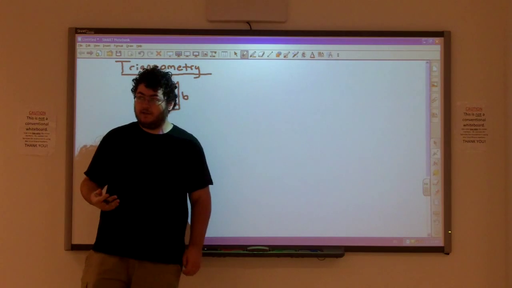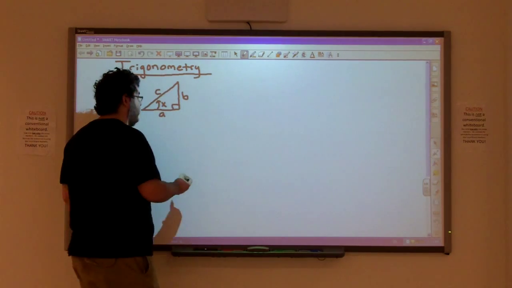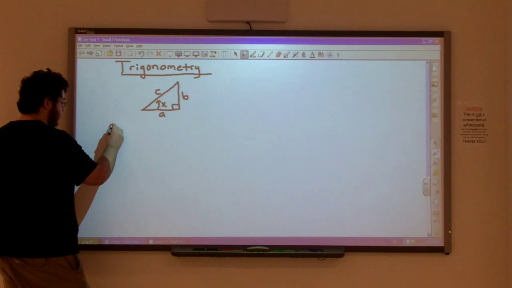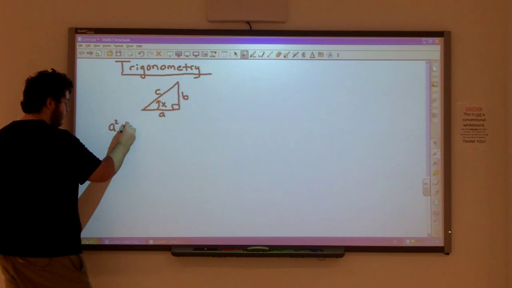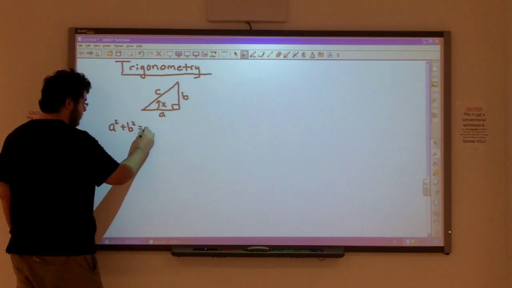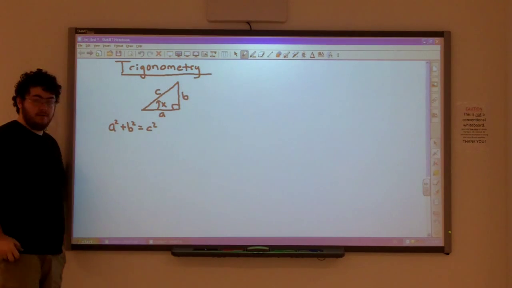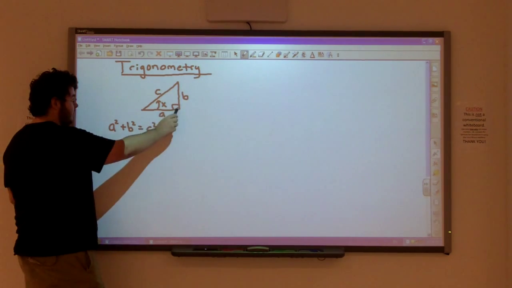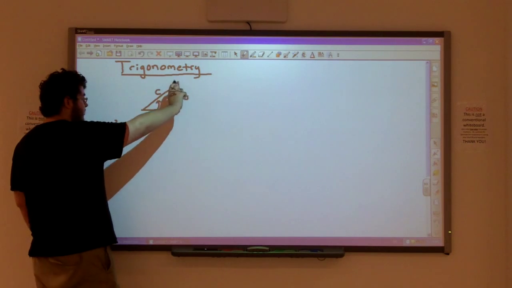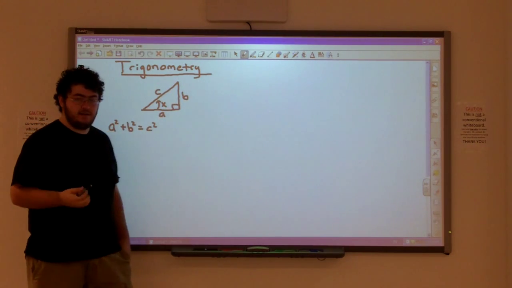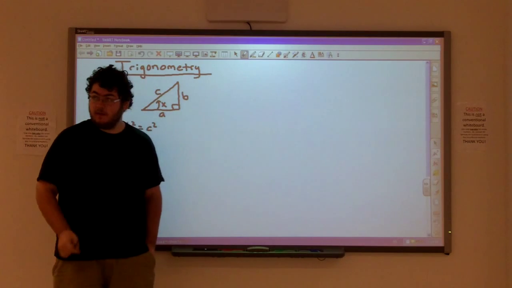Now, there's one familiar relation that we should go over first, and that's the Pythagorean theorem, which, as you've probably seen before, says that a squared plus b squared is equal to c squared. So it says this side length squared plus this side length squared gives you this one squared. And that's how you can calculate the different sides given two of the others.